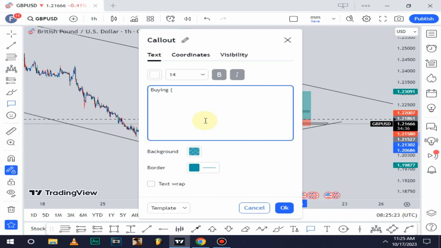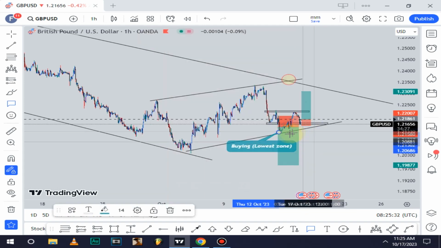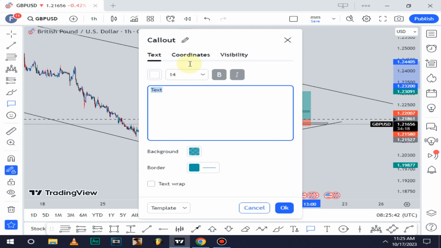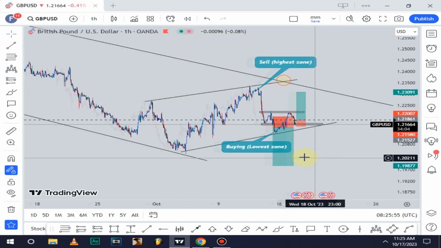Let me just make that in bracket, right? So that's what's up. That was the lowest zone, right? So this is just a zone for bulls or for buying pressure. Rather, for me to make my sell entries, I should be making sell entries at the highest zone. Sell highest zone over here, right? That's what's up.